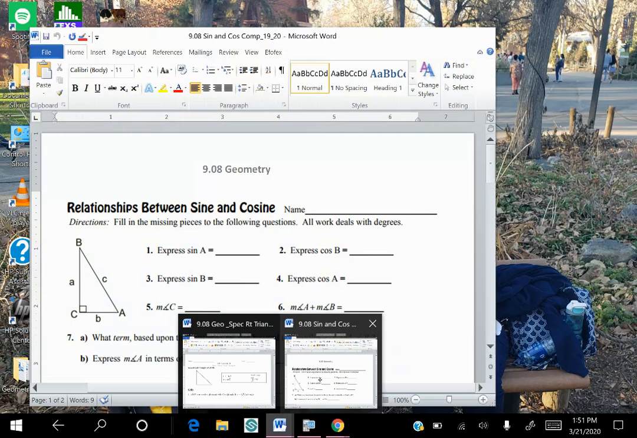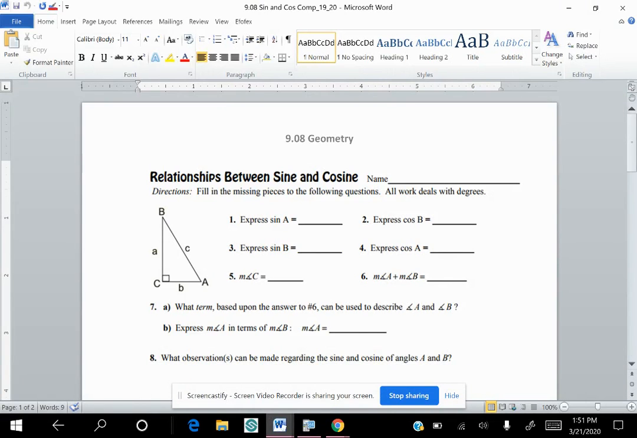All right, we are today on 9.08 geometry notes. So let's start with the relationships between sine and cosine.